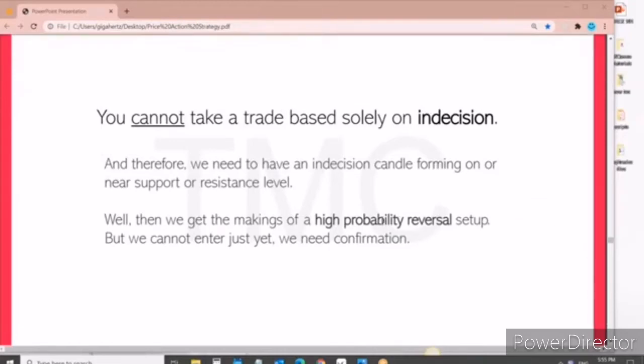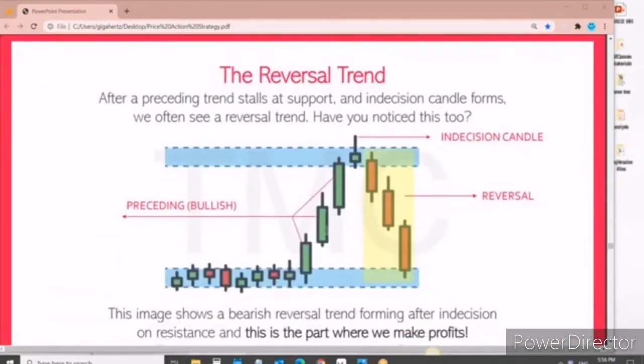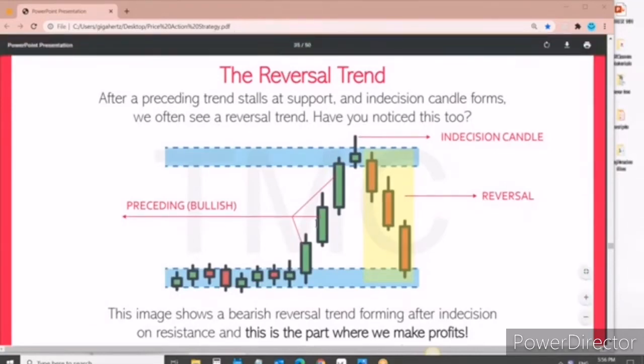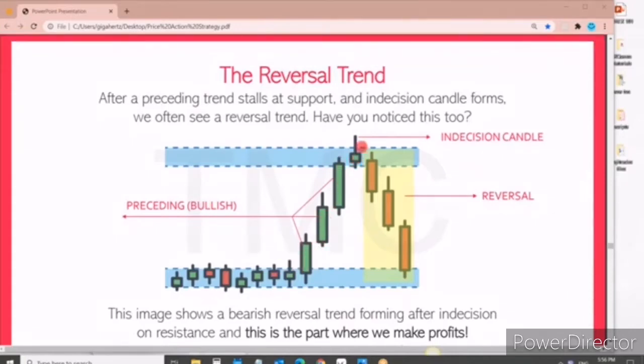You cannot take a trade based solely on indecision. Dapat lang naman. Hindi ko na masyadong i-explain to. So, yeah. Pasok na tayo sa reversal trend. For the reversal trend, what do you notice here? From the preceding, this is preceding, right? Tapos merong indecision, and then after indecision, nagkaroon na ng reversal. So, this indecision is more like the confirmation that a reversal is about to happen. So, yun yung hihintayin natin.